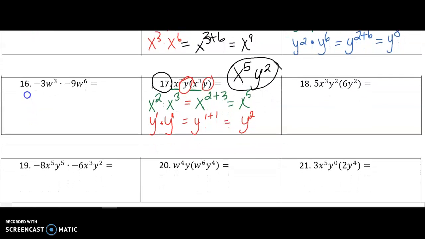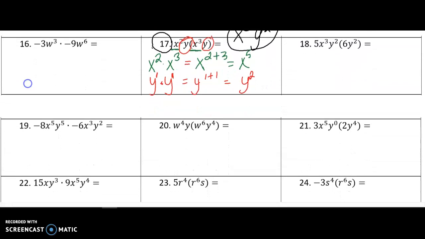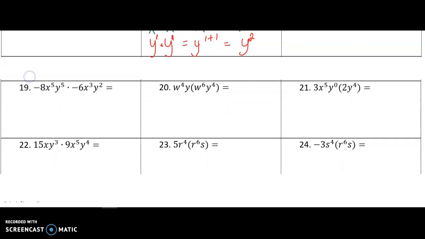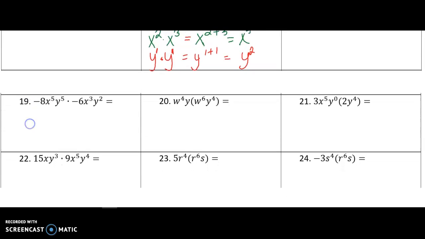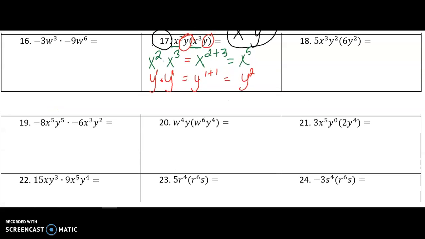Make sure you copy these down. Pause the video and copy these down if you don't have the worksheet. So just copy through number 24. So make sure that you get all those problems.